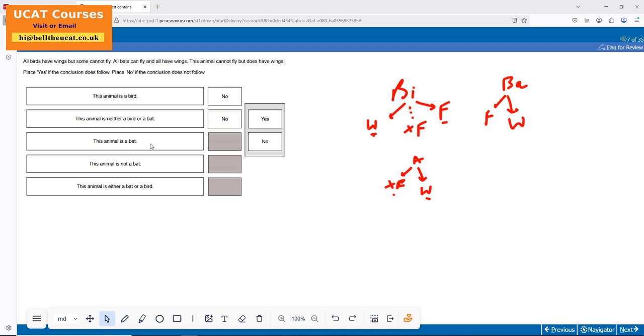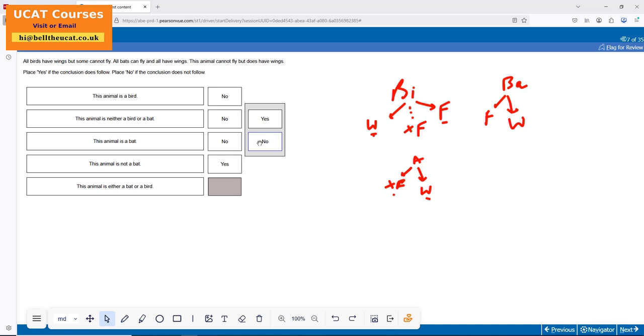Ready? Moving on. This animal is a bat. Impossible. This animal is not a bat, because to be a bat you need a combination of wings and fly. It has wings and no fly. This animal is not a bat. Agree with you. This animal is definitely not a bat. This animal is either a bat. It can't be a bat. Can it be a bat? No, it's not a bat.